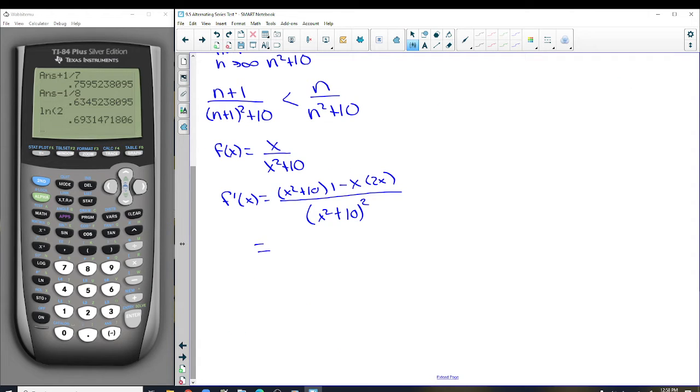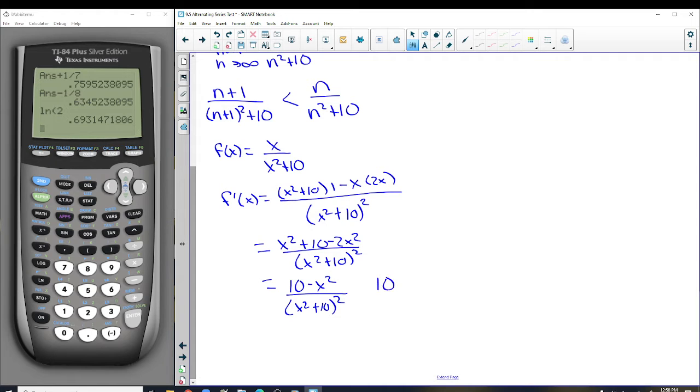So that's equal to x squared plus 10 minus 2x squared. The denominator is not going to contribute to the sign because the denominator is squared. That'll always be positive. So we have 10 minus x squared over x squared plus 10 squared. And we want to know when that's negative.